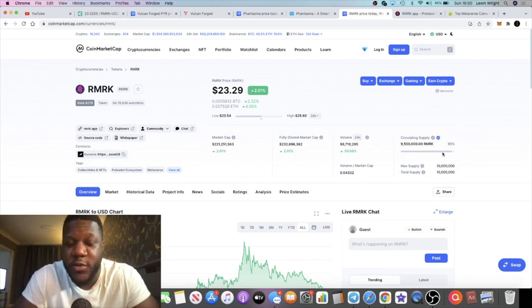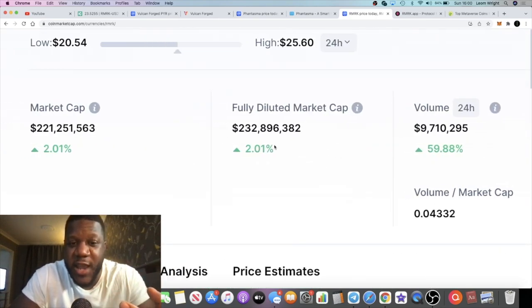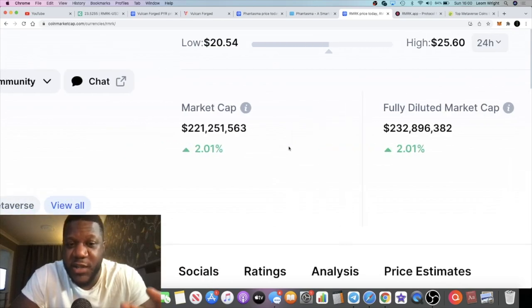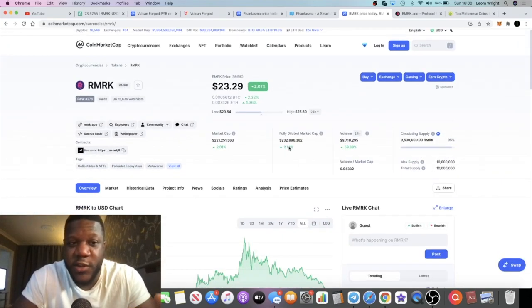So going back to, you know, the market cap of Phantasma, I really like it when a fully diluted market cap is not in the multiples of billions in comparison to the actual market cap. So, you know, you don't have to worry about price just getting suppressed over time. I think this is super bullish. RMRK is definitely one you shouldn't sleep on.